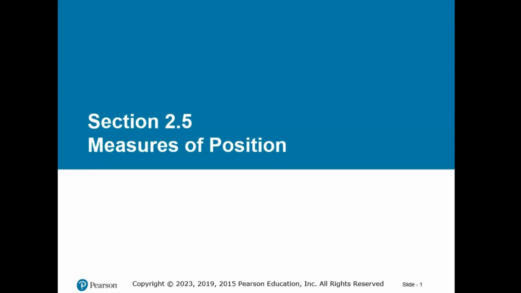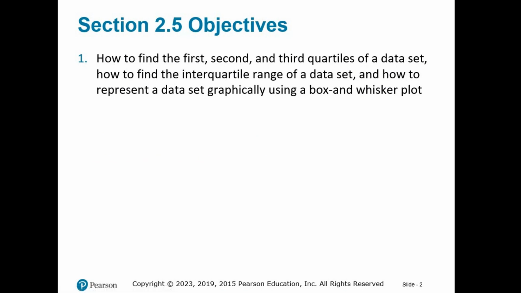That brings us to today's discussion. The mean and standard deviation provide a general overview of the data set, and they allow us to compare data sets with equivalent means. But how do we specify the position of a particular entry within a data set? In this section, we're going to learn how to find the quartiles of a data set, in addition to finding the interquartile range and how to represent the data set graphically using a box and whisker plot.